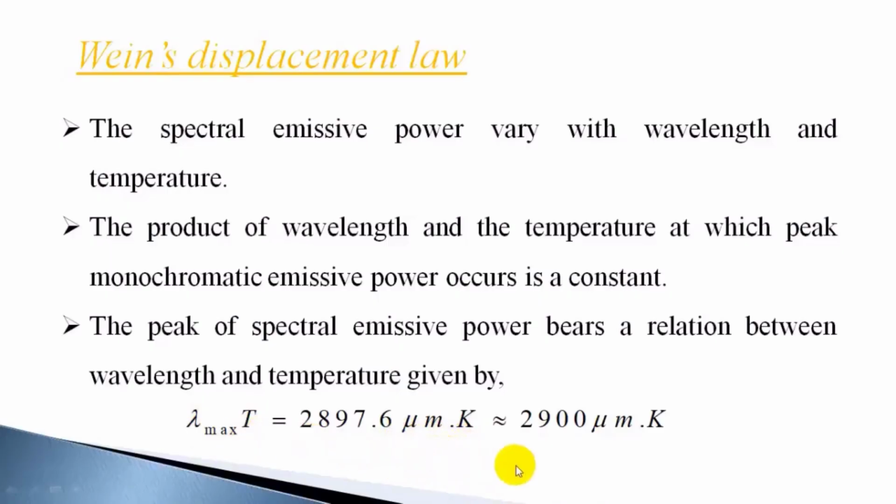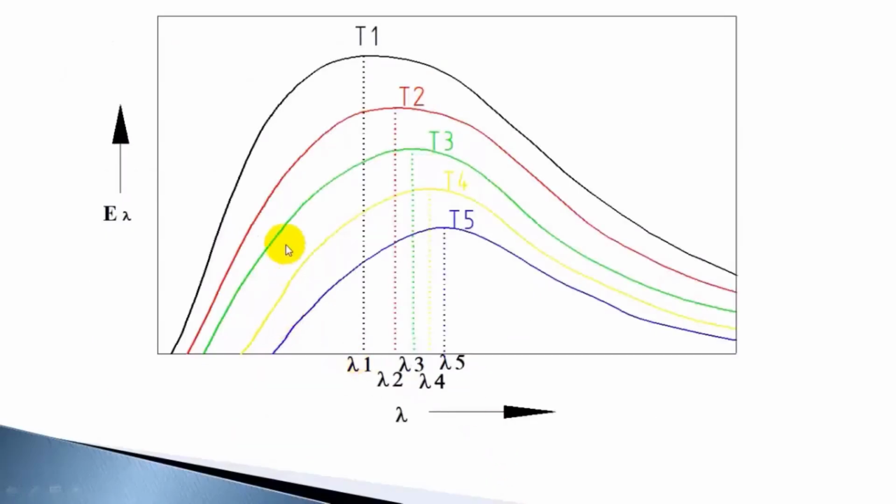I will explain this with the help of a graph. Now this is the plot of E lambda versus lambda. It is not only for a black body, it is true for any surface. This is monochromatic emissive power, not especially for a black body, any real surface also. So E lambda shows the monochromatic emissive power, and lambda is the wavelength. This graph shows the variation of monochromatic emissive power for different temperatures.